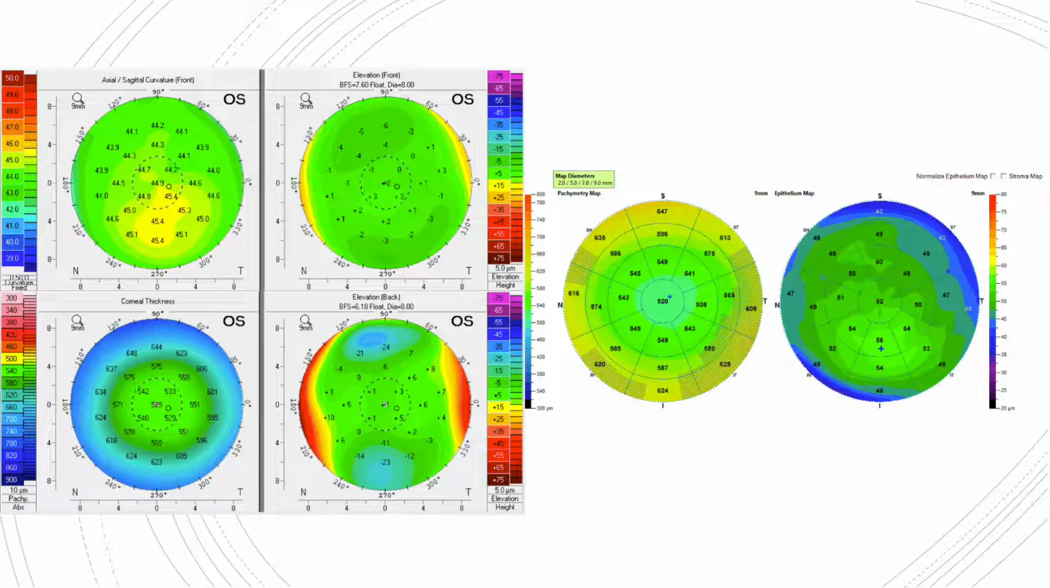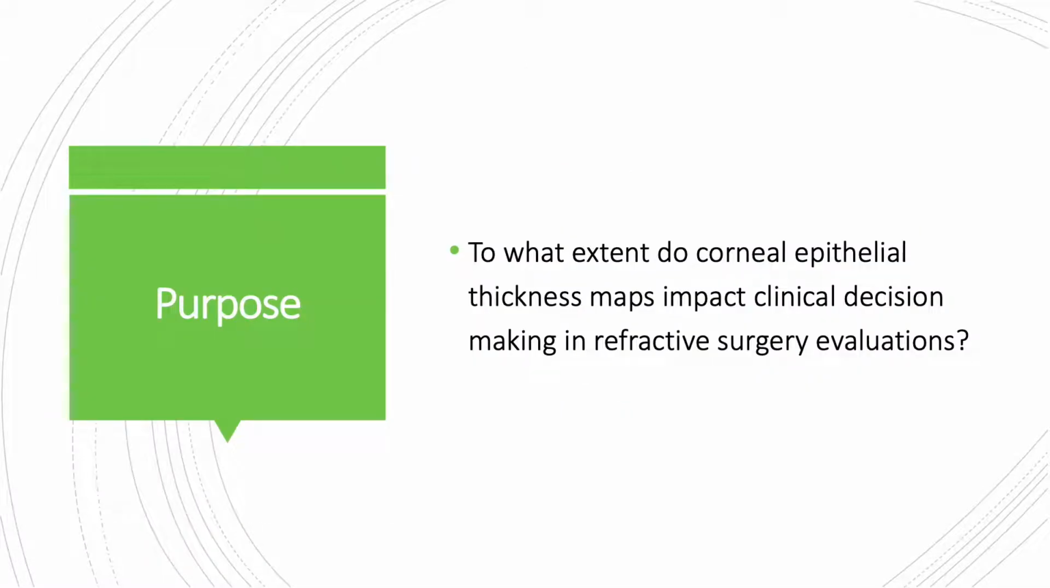Alternatively, this is a patient with clear inferior steepening on anterior curvature who would have been denied a corneal refractive procedure. But looking at the epithelial thickness map of that eye, we see a pattern of inferior thickening in the same location as the steepening on anterior curvature. And so this patient's steepening is actually explained by epithelial hypertrophy as opposed to an underlying ectatic process, and this patient was ultimately offered a corneal refractive procedure. But how often we actually encounter such cases in clinical practice is still unknown.